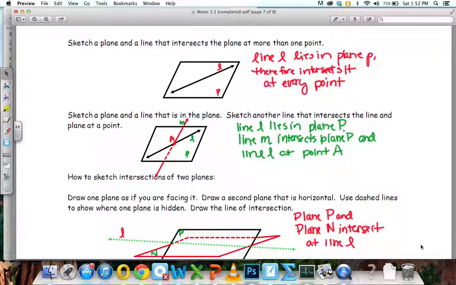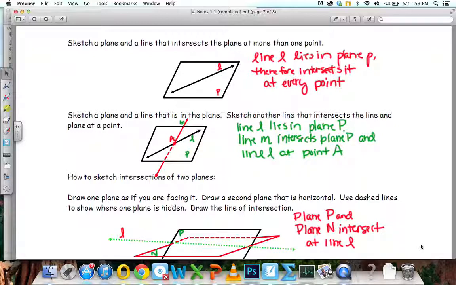All right, so if you're going to sketch a plane and a line that intersect at more than 1 point, and we're going to be drawing some stuff tomorrow, so don't panic if you are having a little trouble with this tonight. We draw our plane like a parallelogram. We draw our line. If it's going to intersect at more than 1 point, the line has to lie in the plane. And so I've drawn it, and I've given it a description so that you can see more what I'm talking about, and I would appreciate it if, when I ask you to draw stuff, you would do the same thing. So line L here lies in plane P, intersecting it at every point.